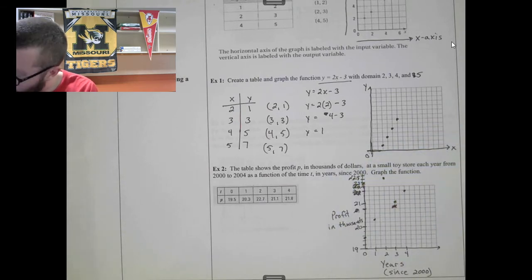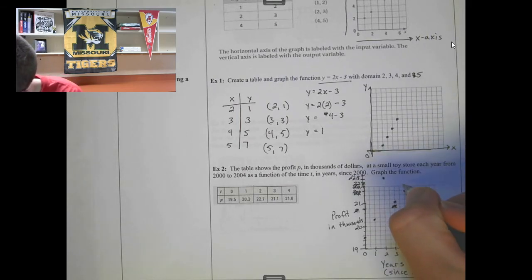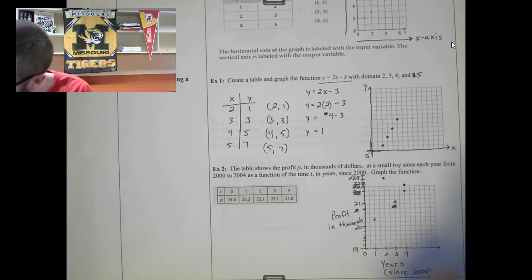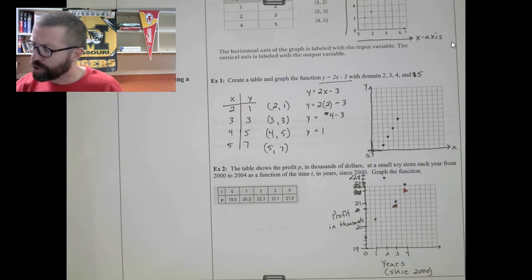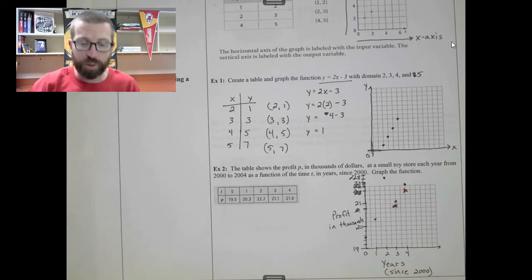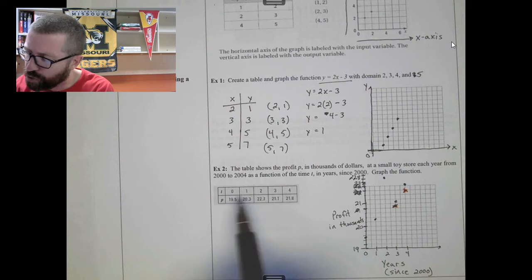Twenty-two is up there. Okay, so there, those points, and I counted incorrectly. Sorry about that. But there, I think I got them fixed. So there's these points that represent this function.